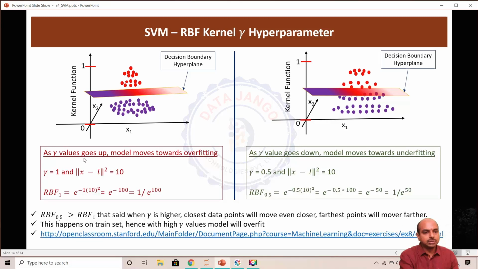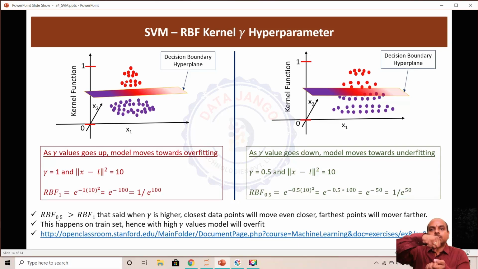Okay, so using this gamma parameter, you can actually make the model work, right? When the gamma value is high, the model overfits. If you see this, all the close data points are coming closer and closer. All the farther data points are going farther and farther. On the train set, it is trying to make it so strict that all the data points which are closer will come up, and all the farther data points will go down like that. On the train set, it is doing like that, but on the test set and production, there is no guarantee.